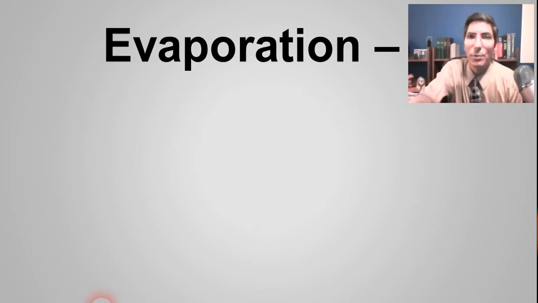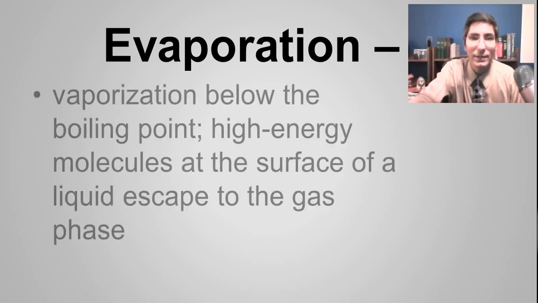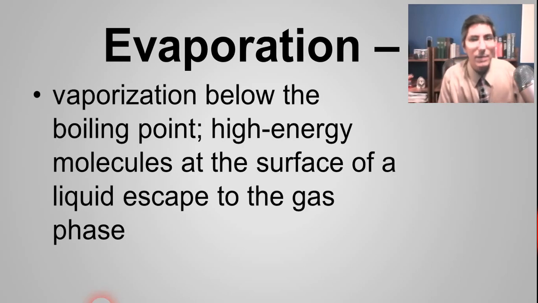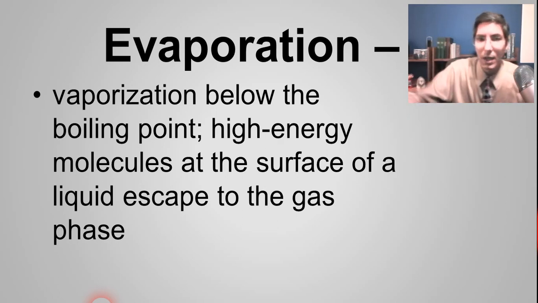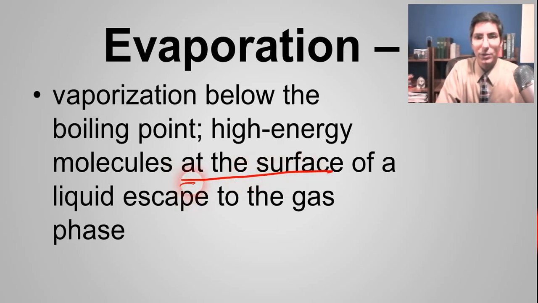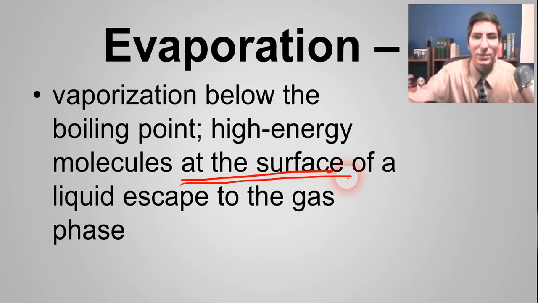Now, there's another type of vaporization that's a lot slower. This is called evaporation. And this is when you have vaporization that takes place below the boiling point. And notice that evaporation happens when you have high energy molecules at the surface of a liquid. So I'm going to highlight that, at the surface. Evaporation only takes place at the surface.